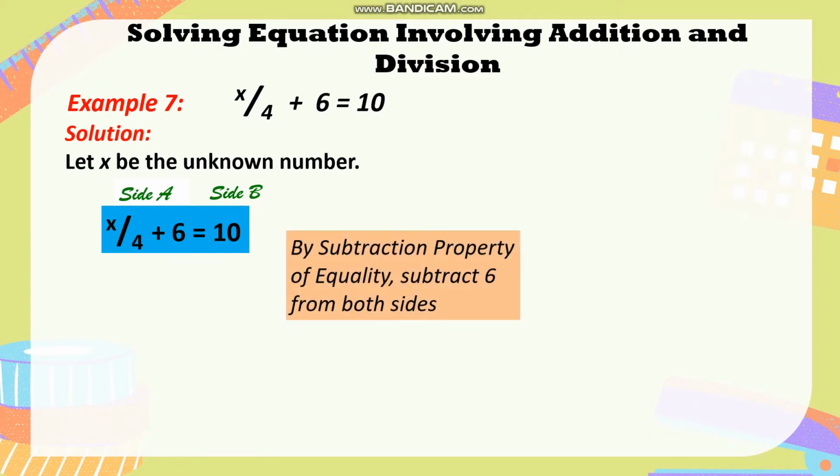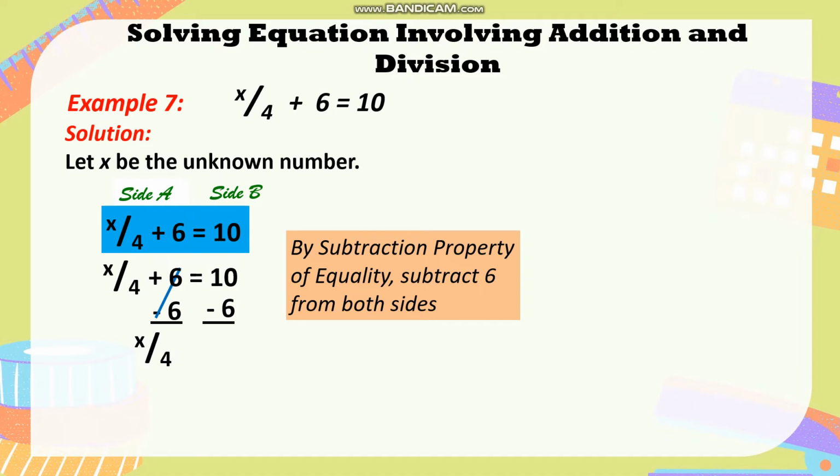By subtraction property of equality, subtract 6 from both sides. X divided by 4 plus 6 equals 10. Sa side A, minus 6. Sa side B, minus 6. Then, cancel out positive 6 and negative 6 dahil ang sum ng dalawang opposite integers ay 0. Kaya ang naiwan ay x divided by 4.